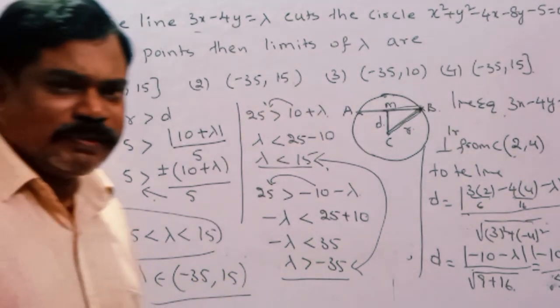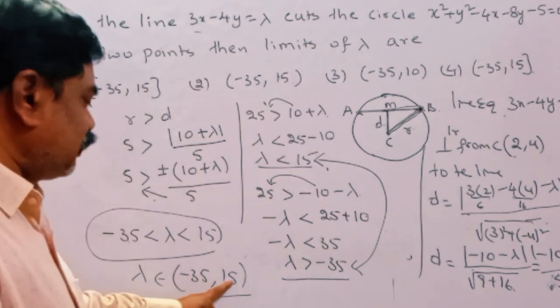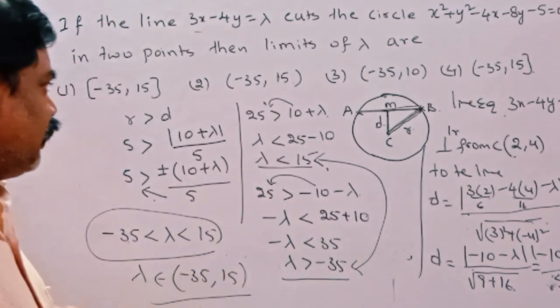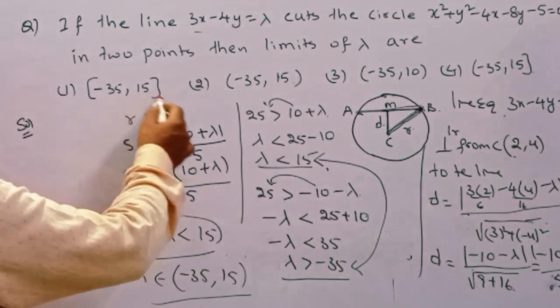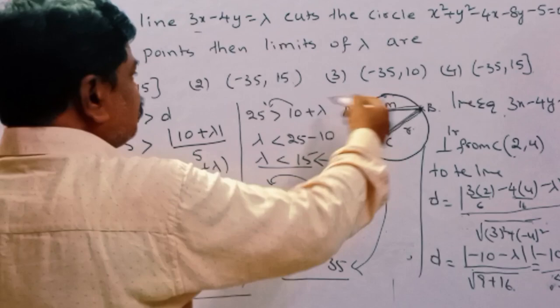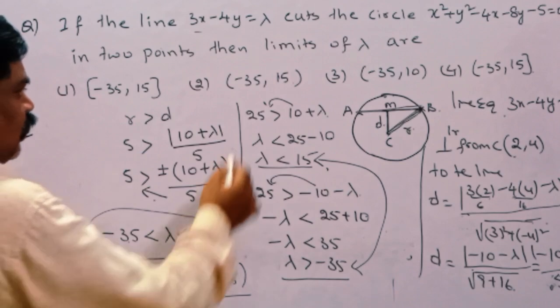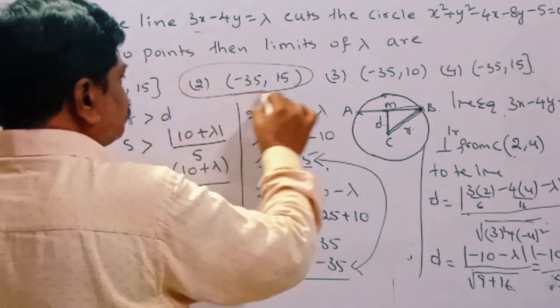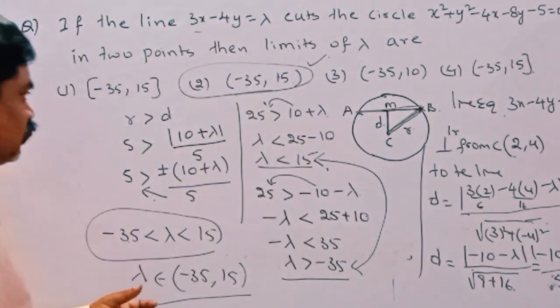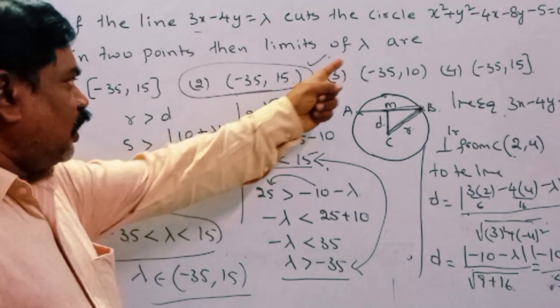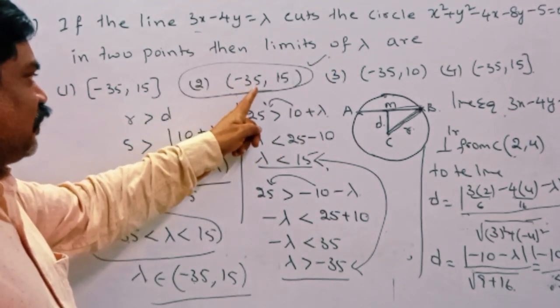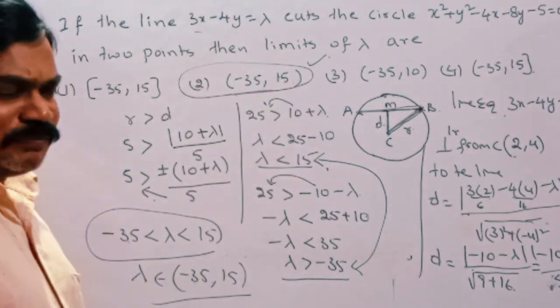Lambda belongs to minus 35 comma 15 open interval. Then what are the options here? These four options are given. Lambda belongs to minus 35 comma 15. Option 2 is the correct answer. So limits of the lambda are the open interval minus 35 comma 15.